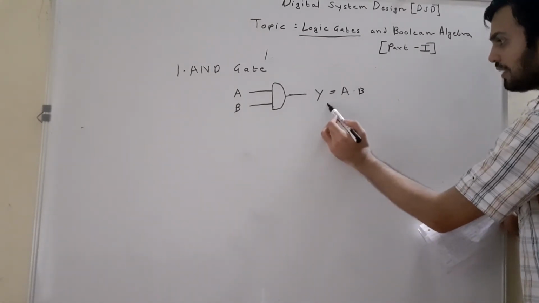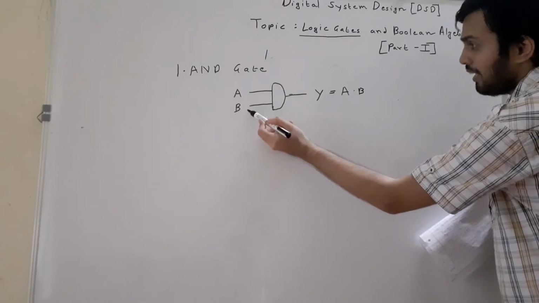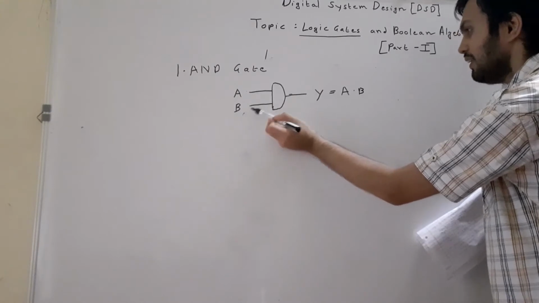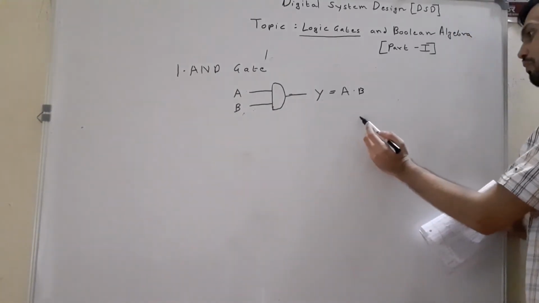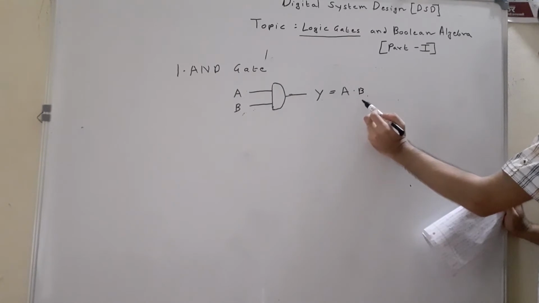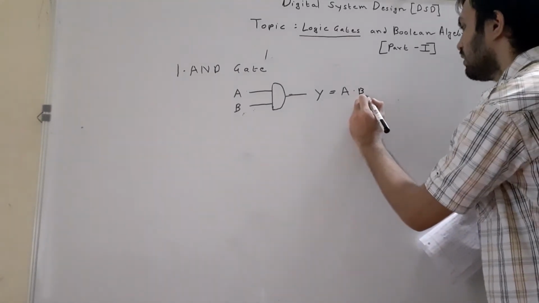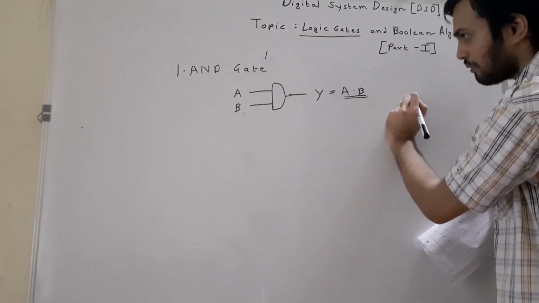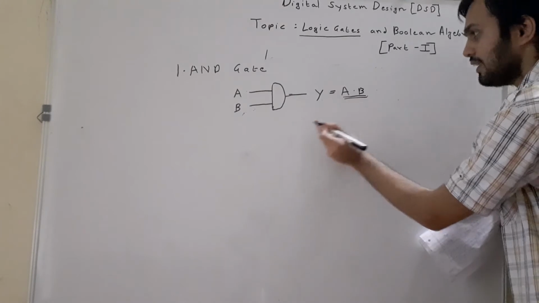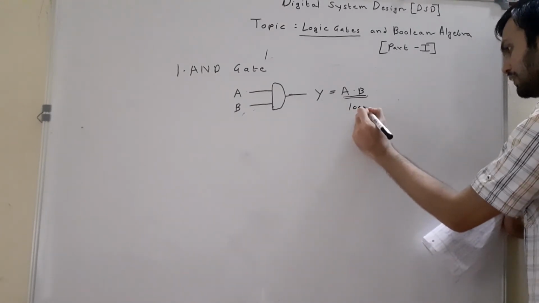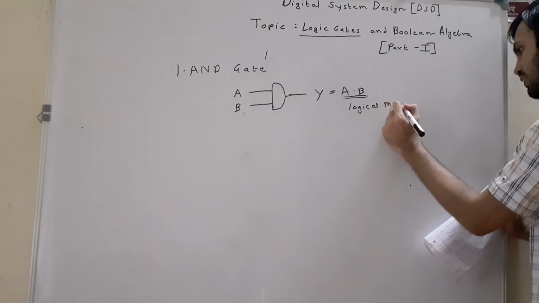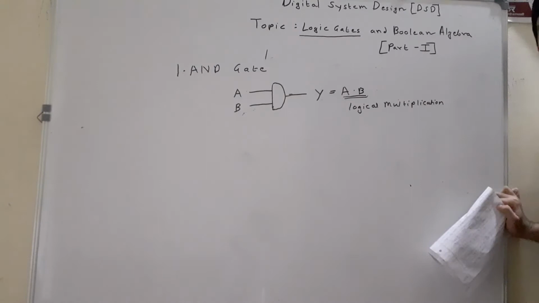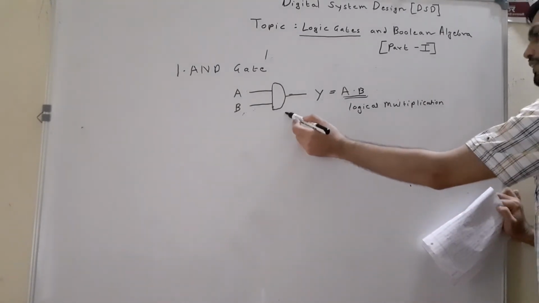From the symbol it is clear that at the input of this logic gate we have two binary inputs, A and B, and the corresponding output is Y equal to A into B, or A dot B. So it is pretty much clear that this is the logic or Boolean expression for this circuit. This circuit is used for logical multiplication. Whenever a multiplication operation has to be performed in a digital circuit, this basic gate is used.